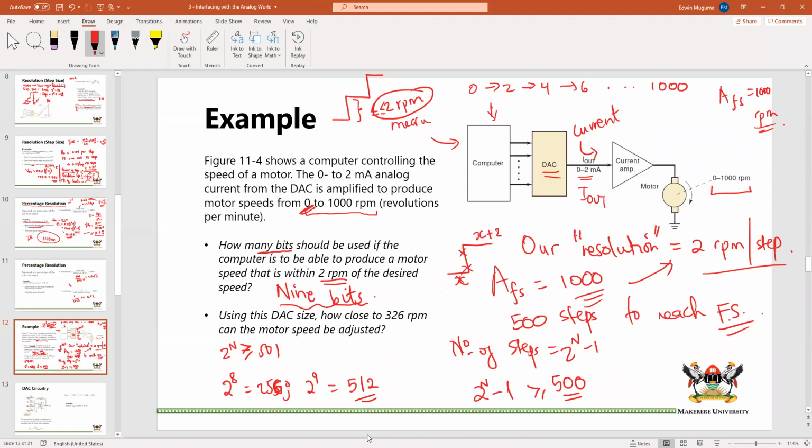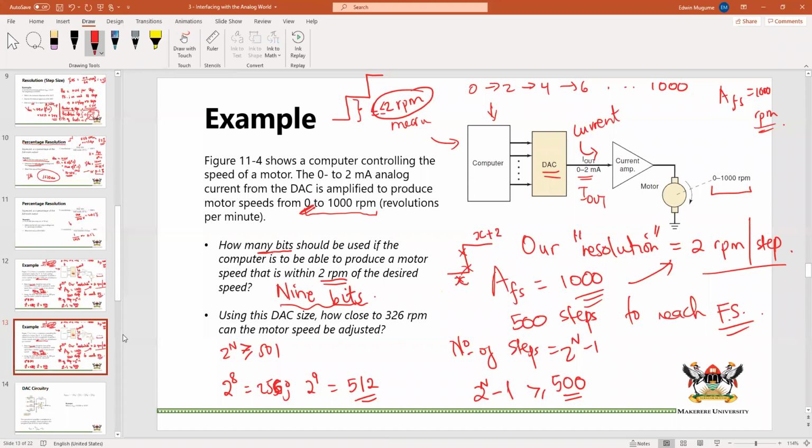This resolution, we can use this as a maximum acceptable resolution. The resolution can be smaller, but this is the maximum acceptable. Now, once we get the total number of steps, we can get our actual resolution.